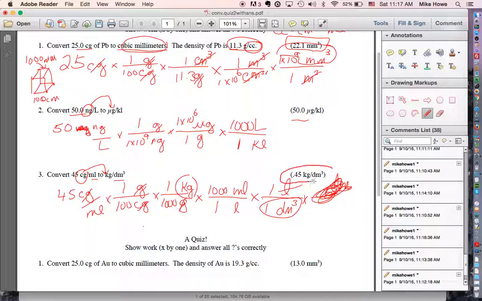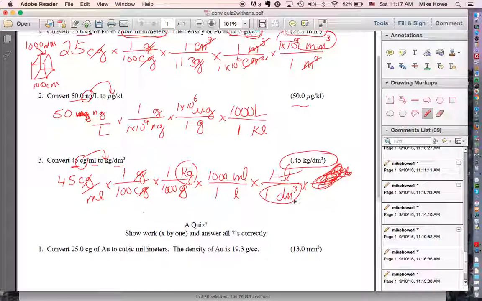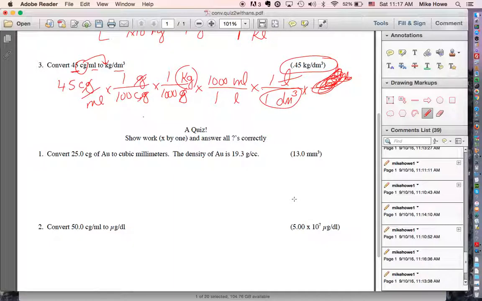All right, so our final answer would be 0.45 because over here you only had 2 sig figs, so you just leave it at 0.45. Okay, and once again, to do the math, multiply across the top, divide by everything on the bottom. In order to keep this from getting too long, I'm going to go ahead and save the movie, and I'll do another one for the other 3 questions.